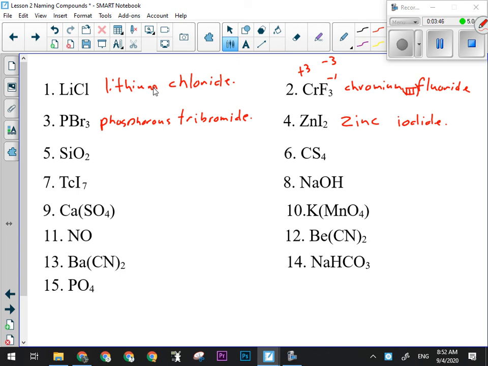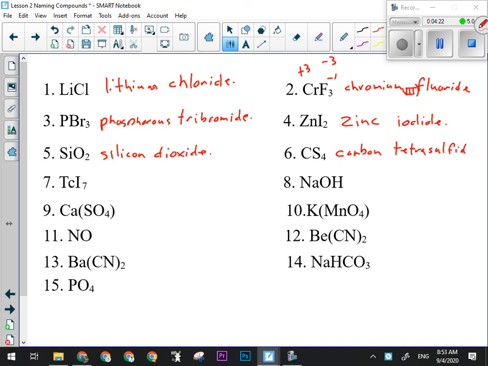Okay, number 5, I've got silicon and oxygen. Ionic or molecular? It's molecular. Silicon is a nonmetal. It may be a solid, but it's a nonmetal. So silicon dioxide. And then for number 6, I've got carbon and sulfur. Ionic or molecular? It's molecular, so this will be carbon tetrasulfide. Okay, seems like we're getting it.